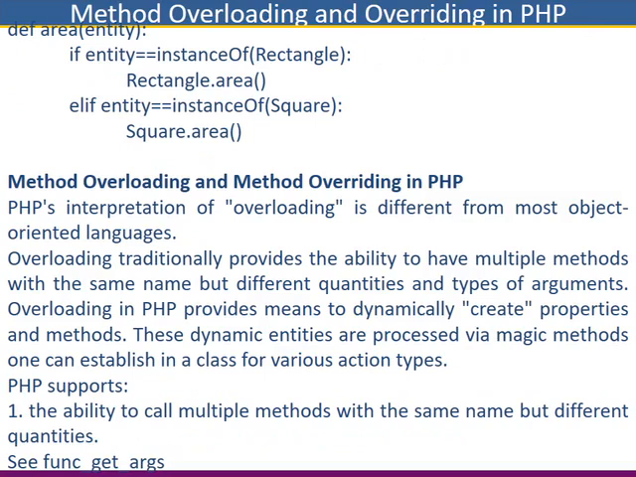We have the example here: define area(entity), and if entity is an instance of Rectangle, we return the rectangle dot area, else if entity is an instance of Square, which is the subclass, we return square dot area. The first class is the instance of Rectangle, so we calculate the rectangle dot area.